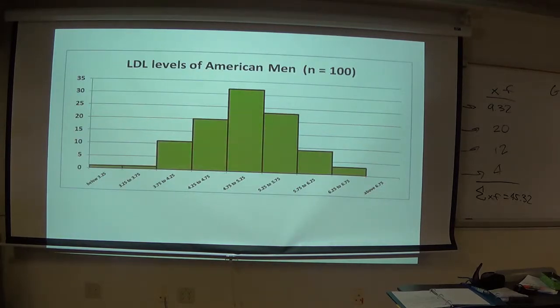Here is a random selection of 100 American men and their LDL levels. This kind of data is easy to get from the CDC. It's kind of fun. And you can track this stuff down. All right. So, first of all, make sure you know what you're looking at. What's LDL? Low density lipoprotein. It's most of the bad stuff.